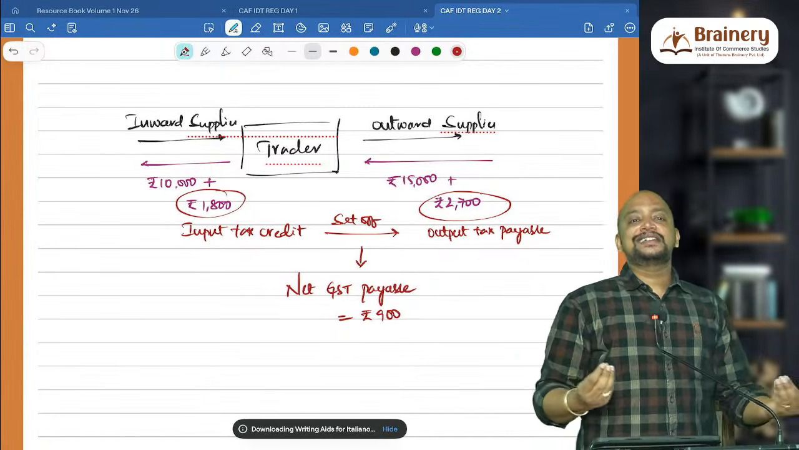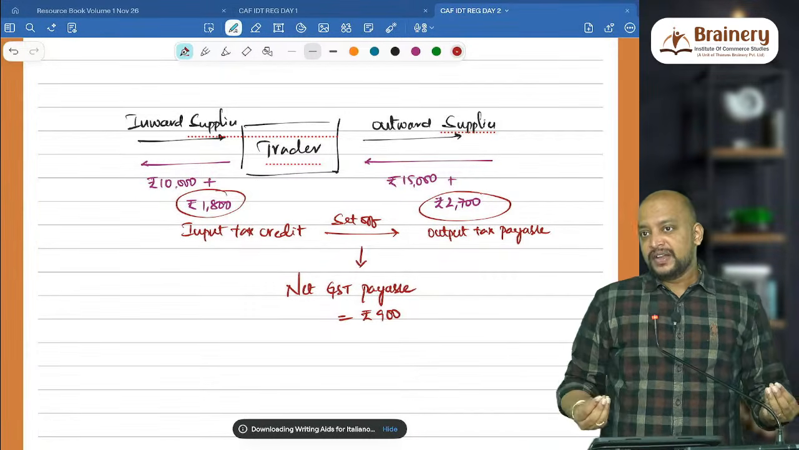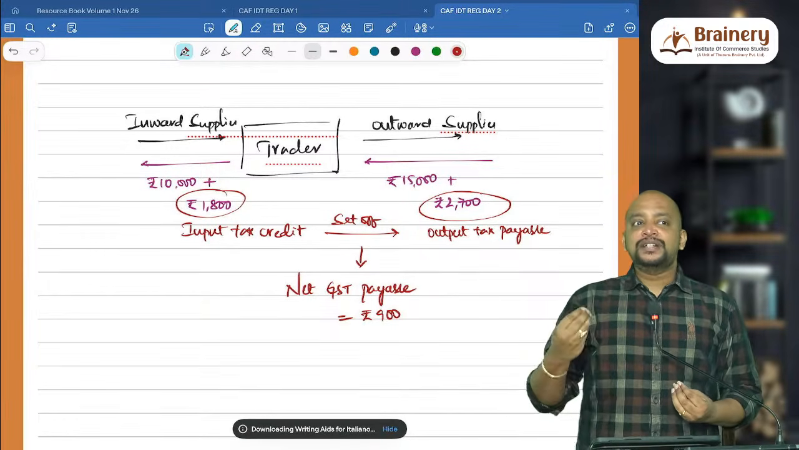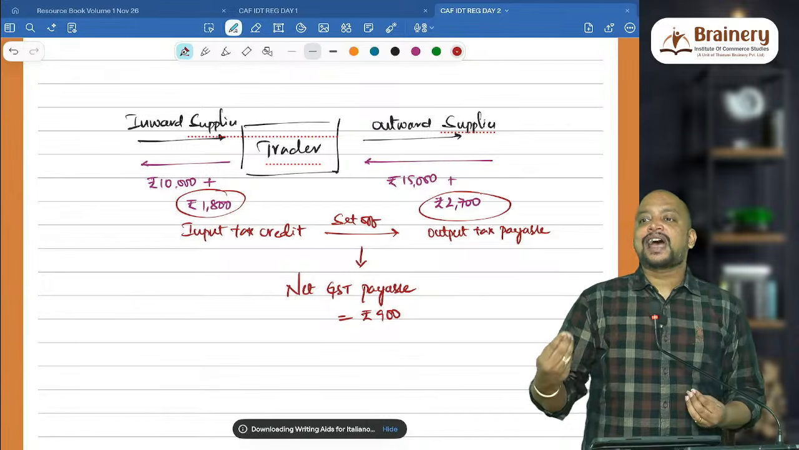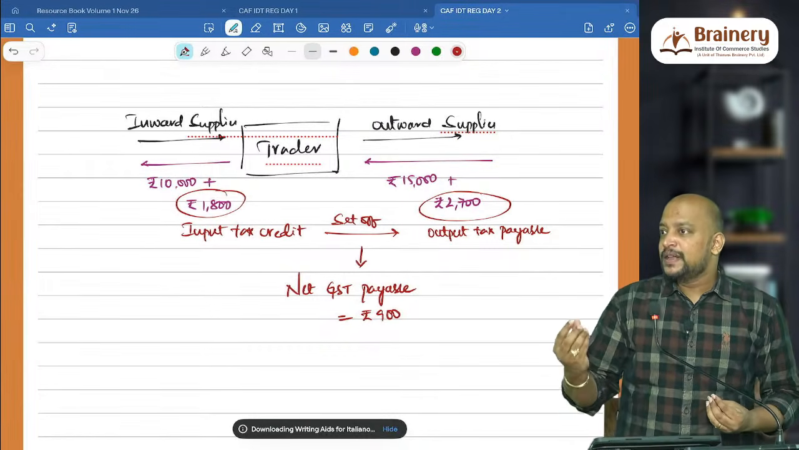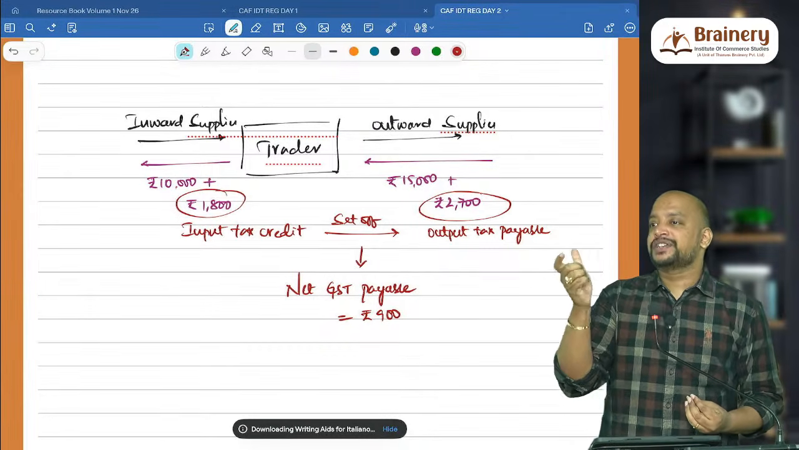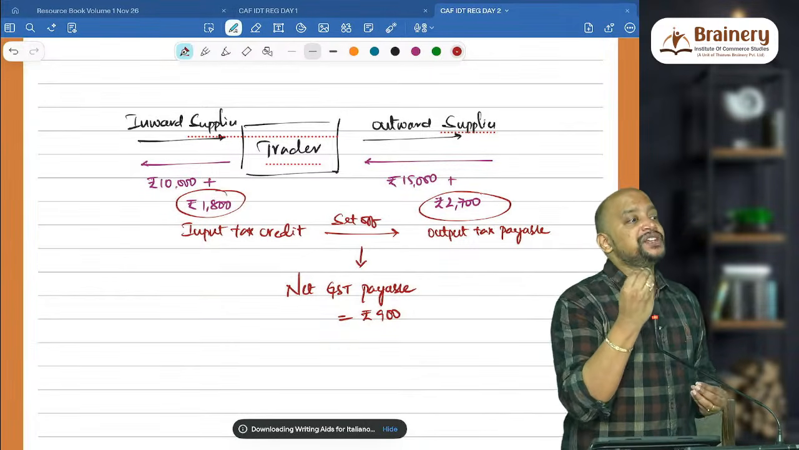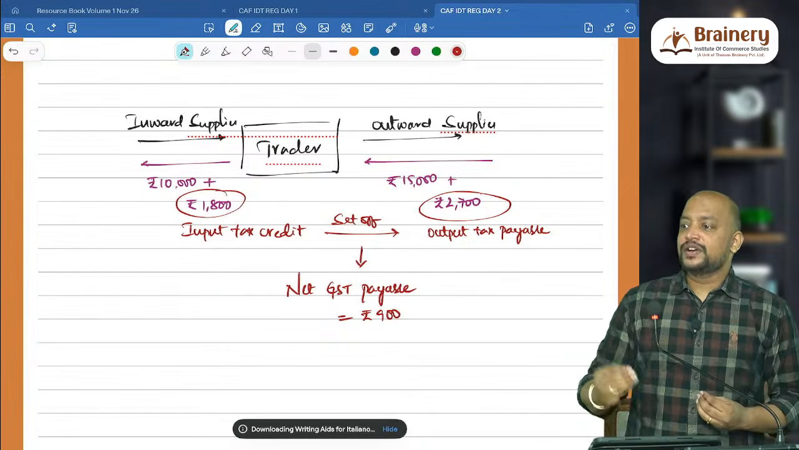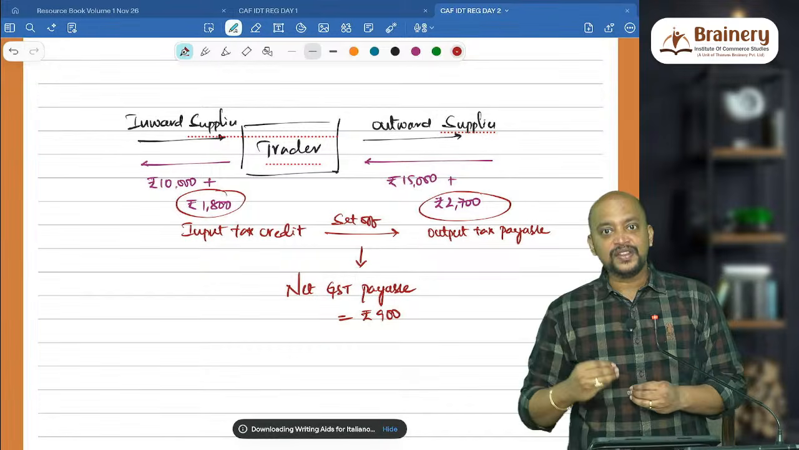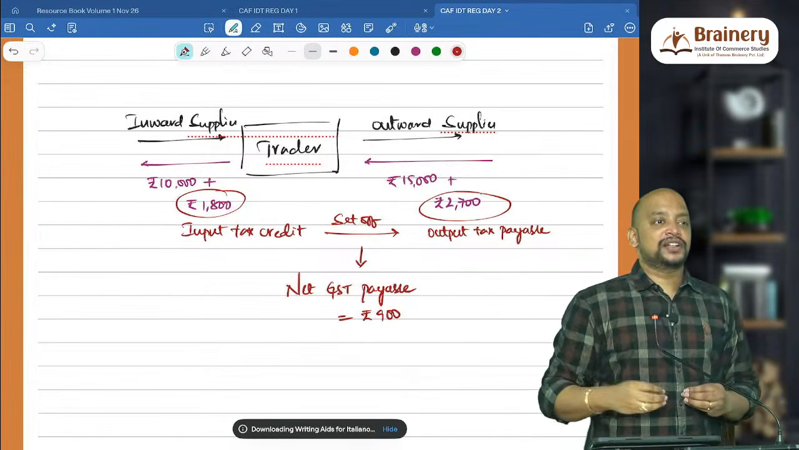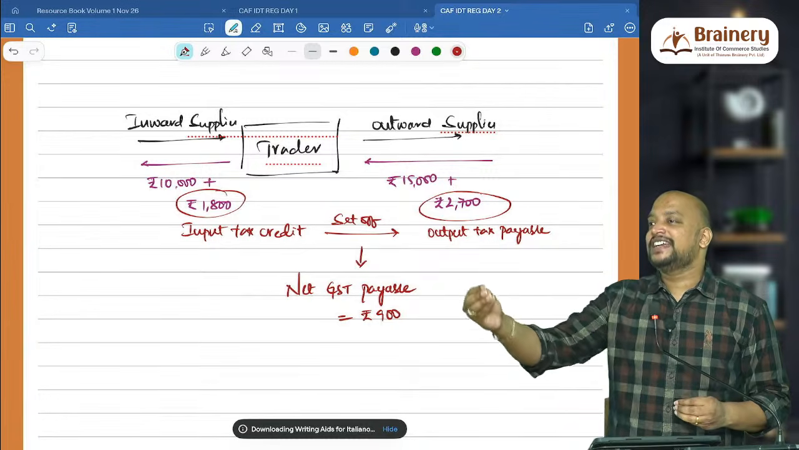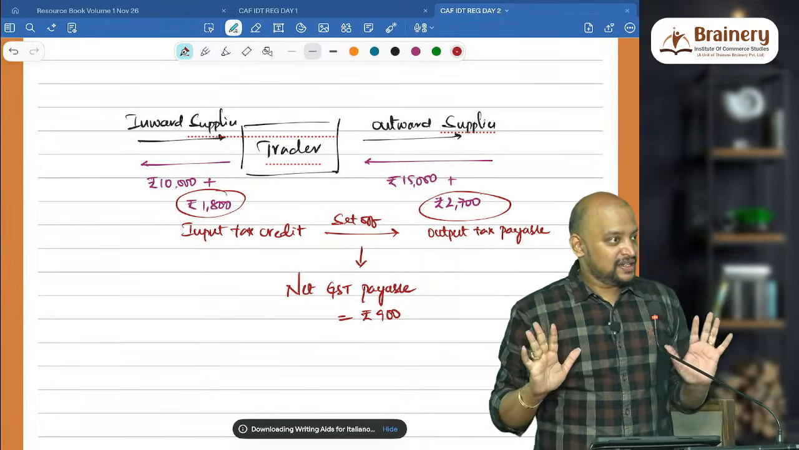So input tax credit is basically a benefit they are giving so that the person is not required to pay the tax on the entire gross, but needs to pay only on the value addition. Actually here, what is the value addition? 5,000. What is the rate of GST? 5,000 into 18% is what? That's why GST is nothing but a value added tax. Are you getting this? Clear?